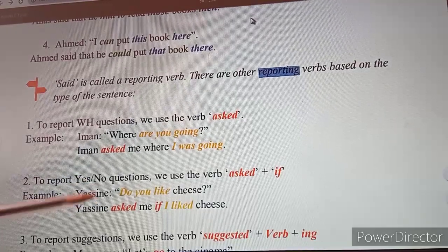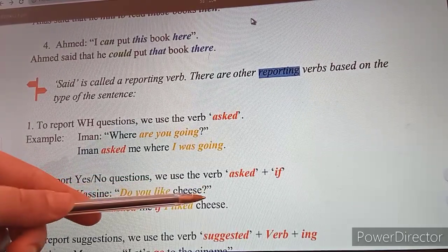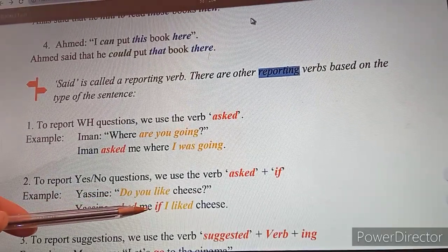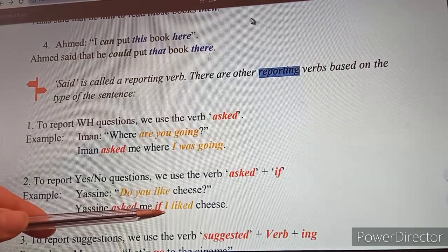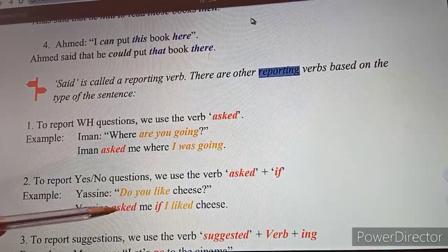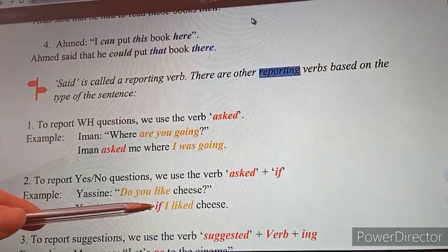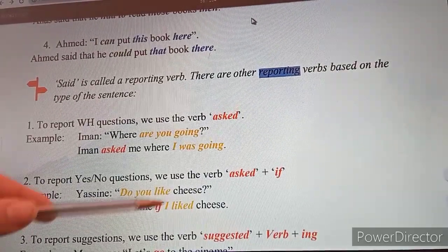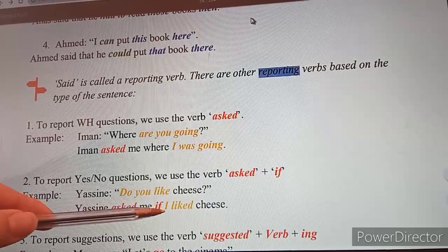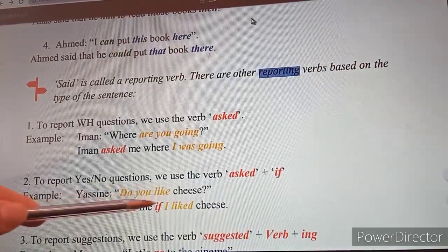Example, Yasin asks, do you like cheese? Do you like cheese? So Yasin asked me if I liked cheese. So look here, we put asks. So Yasin asked me, if I liked cheese. So here look, we put if, then the subject. So the subject pronoun here, I, refers to you. Clear? We change from you to I.